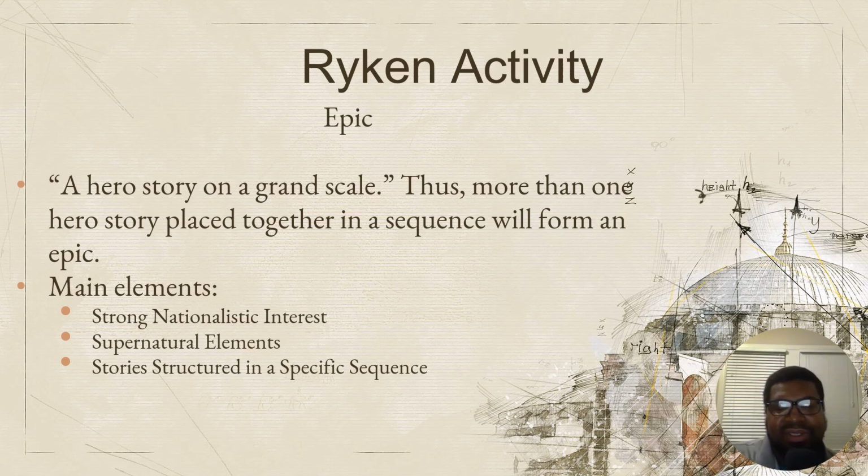nationalistic interest, so it's focused on what's happening on a national scale. It's always going to have supernatural elements. So it's always going to be something about the other world or beings showing up or like a burning bush in Moses' case, things like that that seem supernatural. And it's always going to be stories that are structured in a specific sequence so that you don't always get every single event that the hero went through, but that you get a sequence of events that are leading to a bigger journey or a bigger goal, like entering the promised land or getting the golden scepter or something like that in some form of an epic.